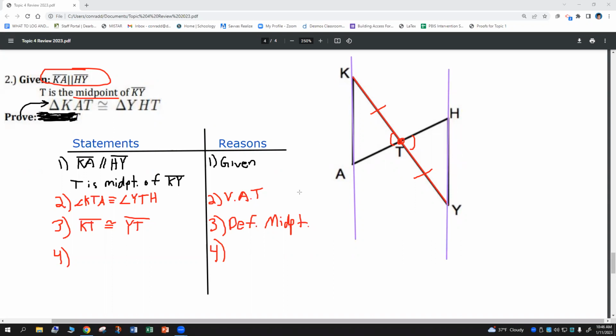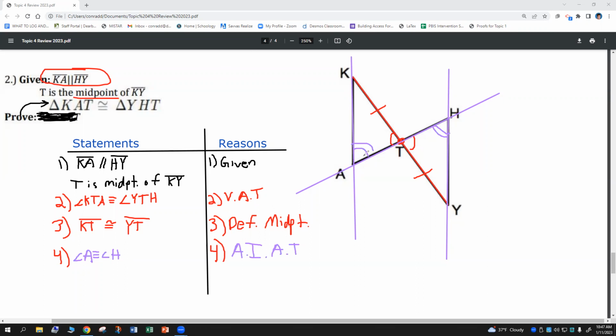Okay, and then it doesn't matter. You have 2 different transversals. I'm just going to use this one. You could use either one. Different answers here. And my alternate interior angles are going to be angle A and angle H. So I can say angle A is congruent to angle H. And the reason is the alternate interior angle theorem. Those are alternate interior angles. You could also do K and Y. Okay, that would be fine.